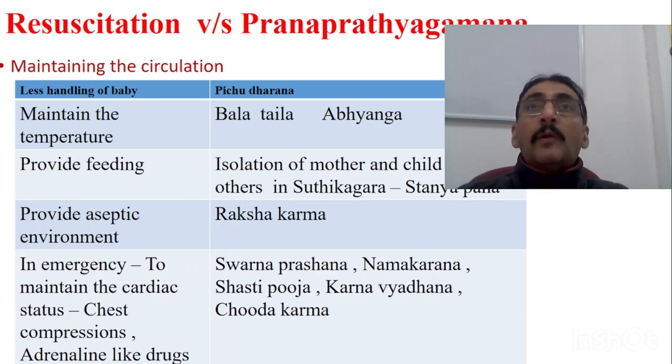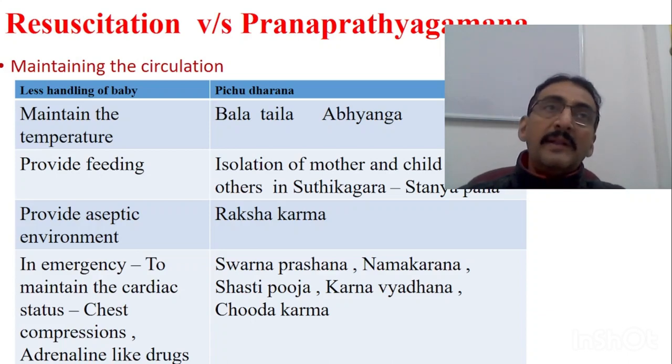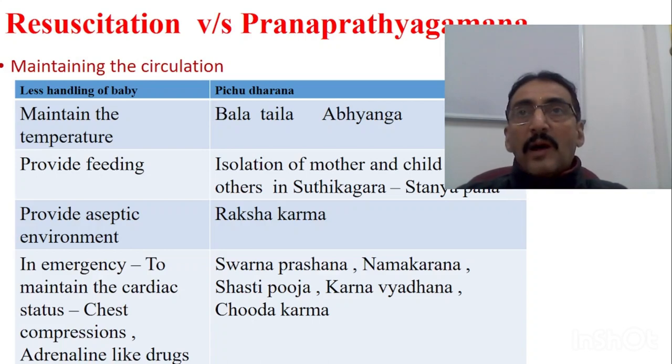Now, other methods of maintaining the circulation explained in Ayurveda are Swarna Prashana, Namakarana Samskara, Shashti Puja, Karna Vedana Samskara, and Chuda Karma, because all these methods help to increase the immunity. Body immunity is very important to prevent infections. So to maintain the aseptic and disease-free condition of the neonate, these procedures are done. This is how Ayurveda talks about maintenance of circulation and an infection-free state after the resuscitation.